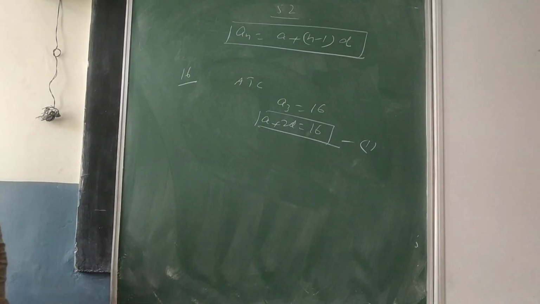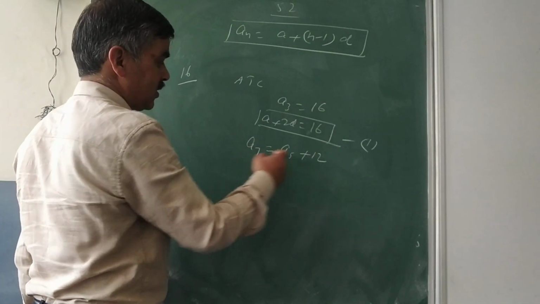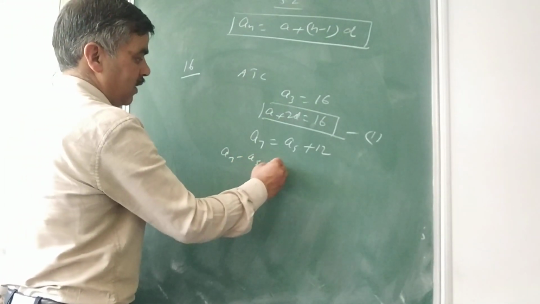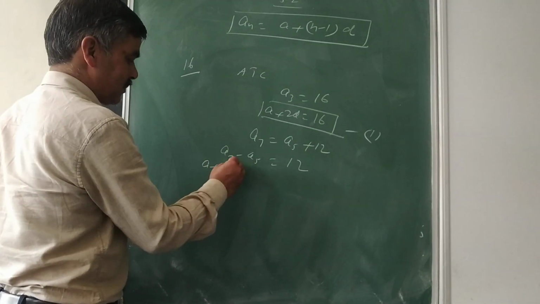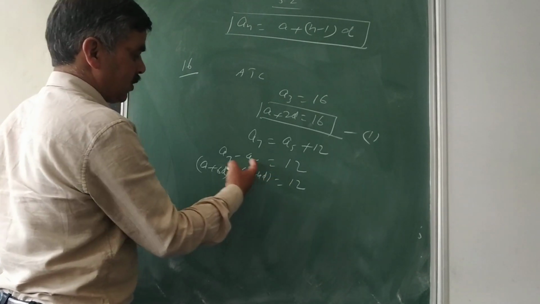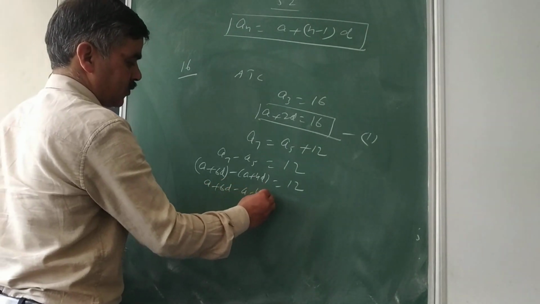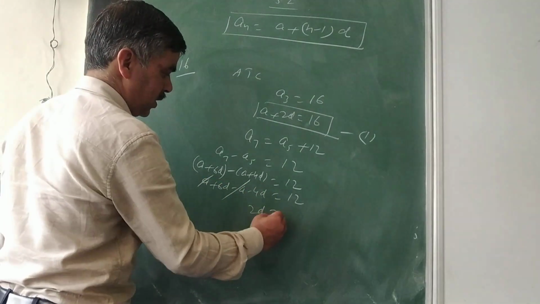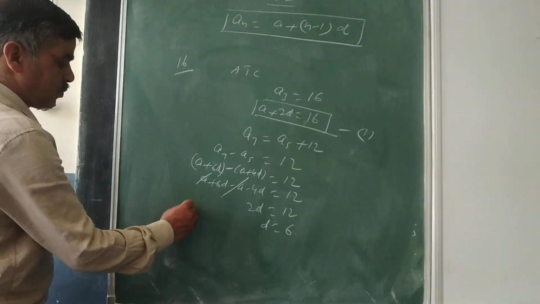7th term exceeds 5th term by 12. That means A7 is equal to A5 plus 12. So that is A7 minus A5 is equal to 12. So here it is A plus 6D minus A plus 4D is equal to 12. Be careful about the use of brackets. So A plus 6D minus A minus 4D is equal to 12. You can cancel this. 6D minus 4D is 2D, that is 12. So D is equal to what? 6.